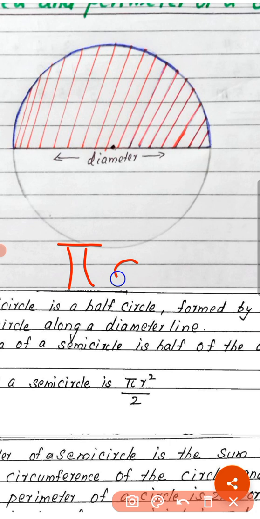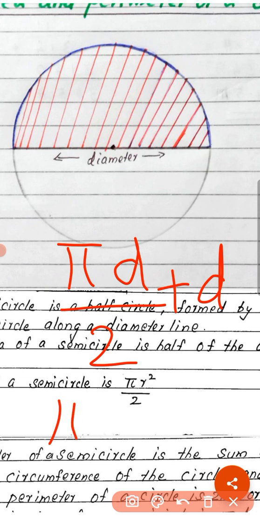The circumference is pi d. If the diameter is given, we can use this formula. So, half of pi d is pi d by 2 plus diameter d. Pi d by 2 plus d. So, if the diameter is given, we can apply this formula, or if the radius is given, we can use this formula pi r plus 2r. Pi r is half of 2 pi r, plus 2r, that is diameter. You can use any of these formulas.